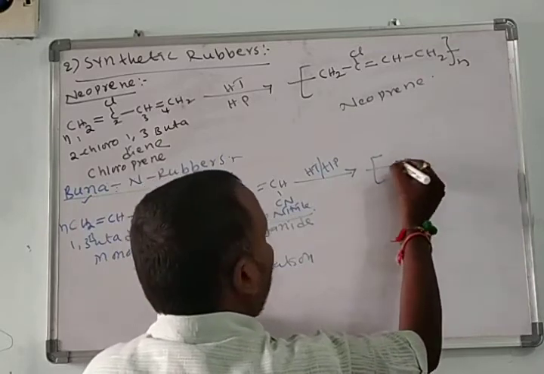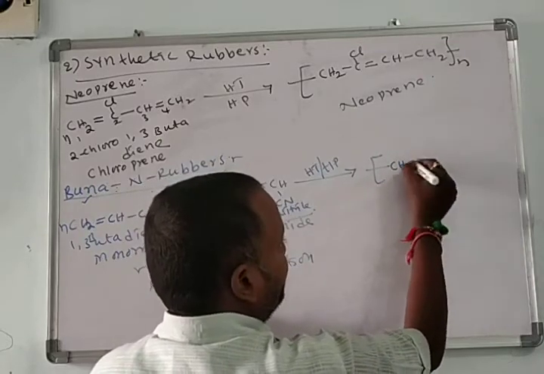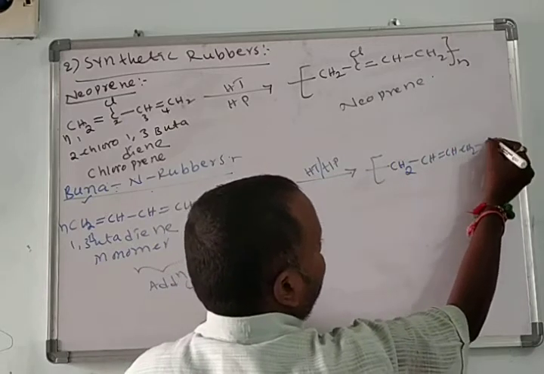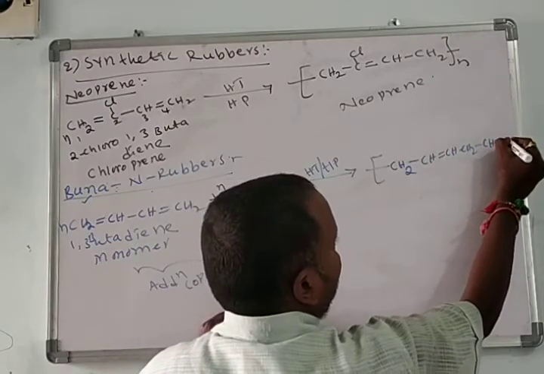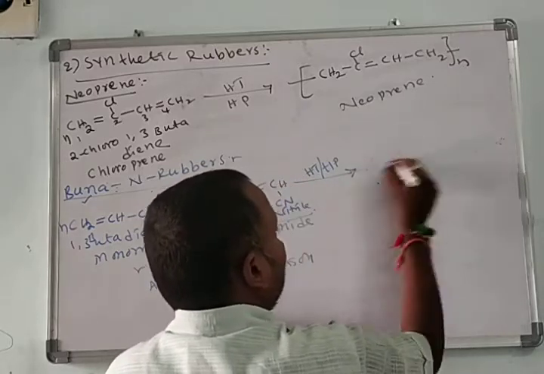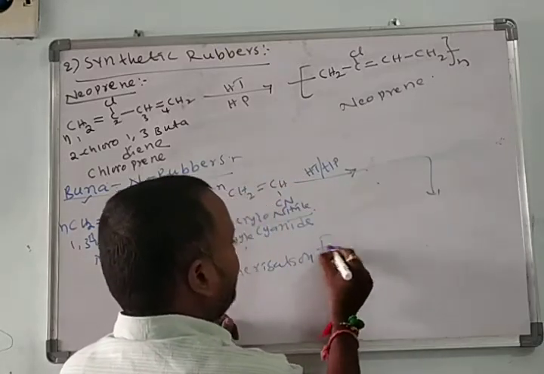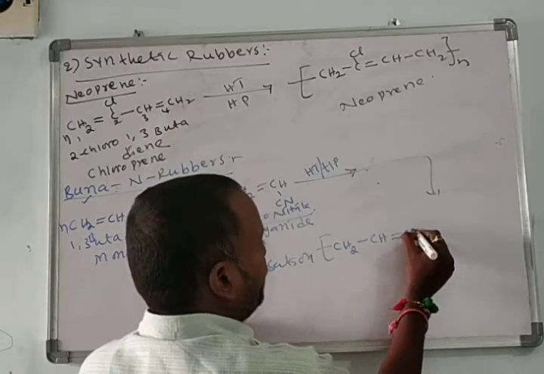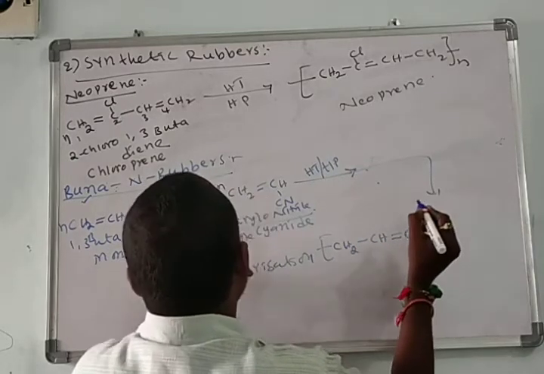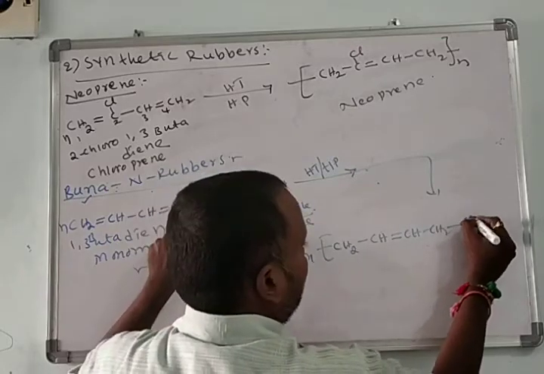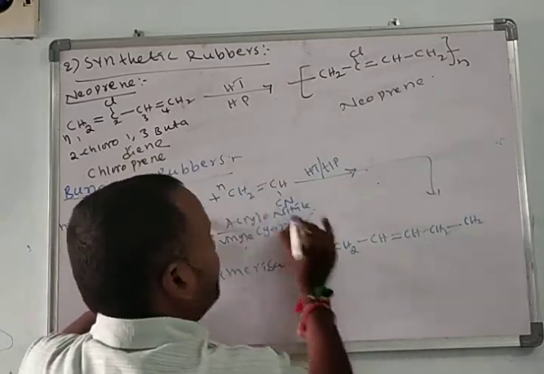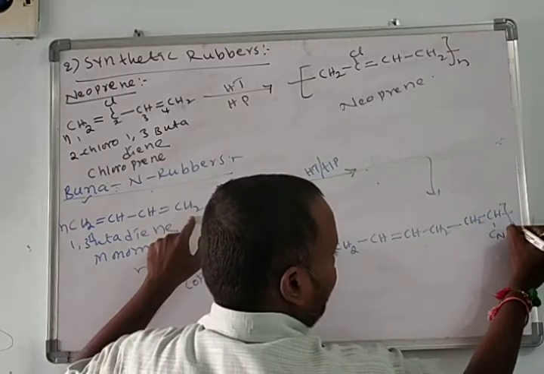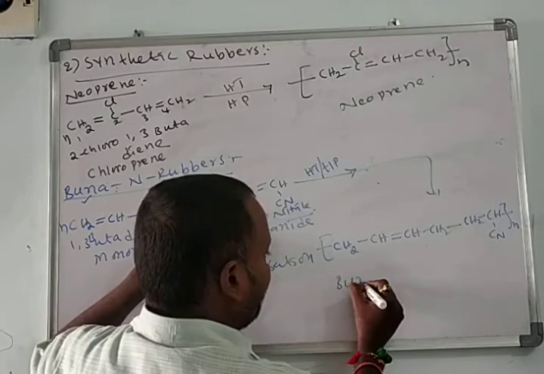Addition copolymerization. Here I am writing CH2=CH-CH=CH2 and here CH, with no space. CH2, CH double bond, CH, CH2 of this part over, then bonded with the CH2 and CH, taken n times. This is the Buna N rubber.